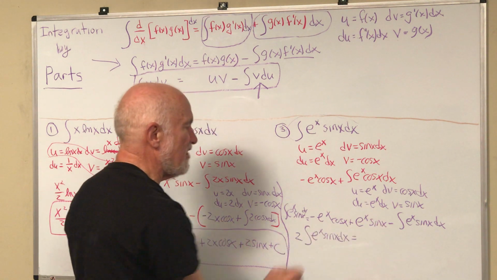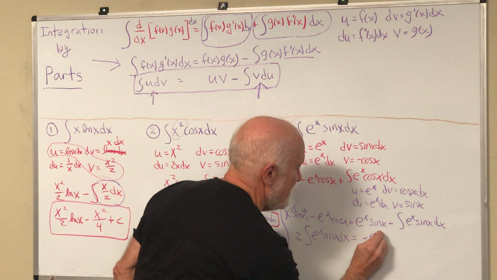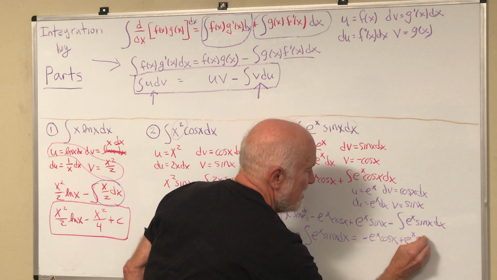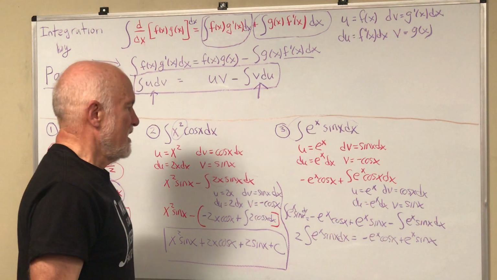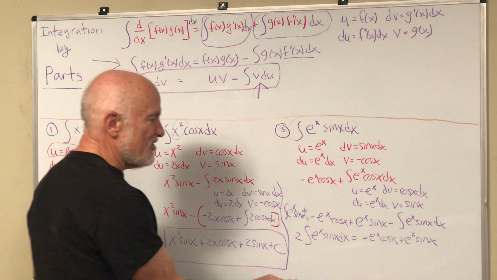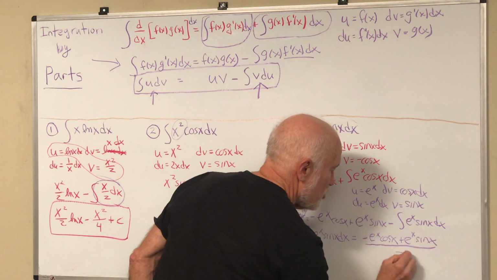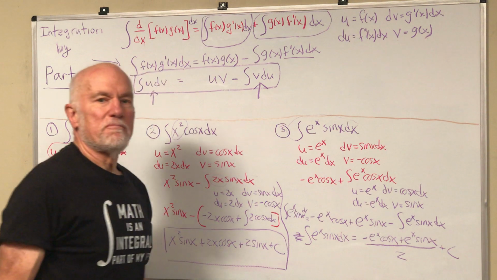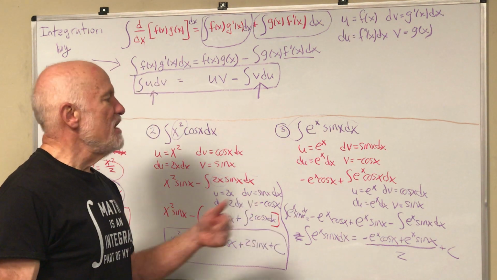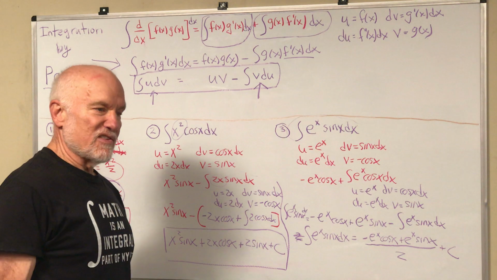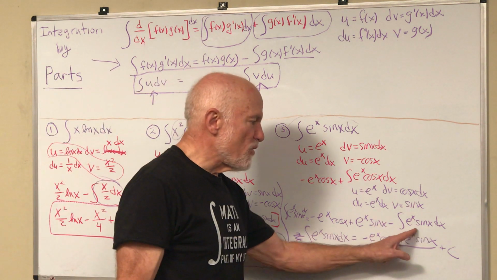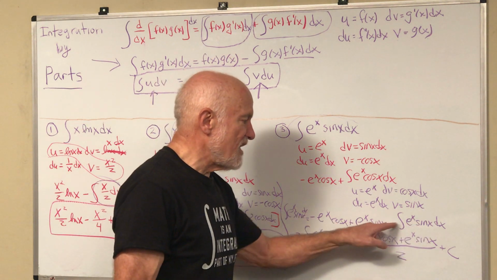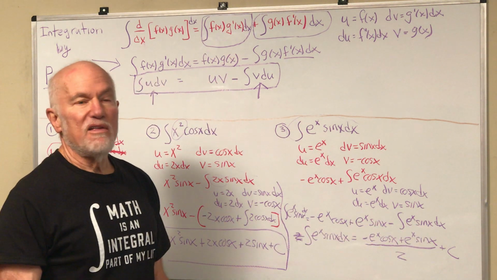Equal to what's left. Minus e to the x cosine of x plus e to the x sine of x. So the last step to get what we wanted is just to divide by 2 and add your c, and then that's done. So again, we ended up having to do it twice. And it looked like maybe we weren't getting anywhere and we were going to get into a circle, but remember, since that's a minus, you can combine it over here on this side.